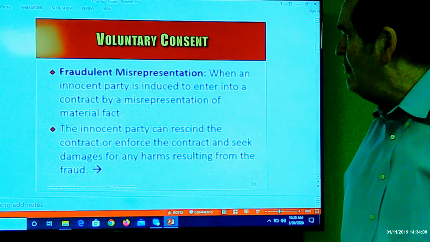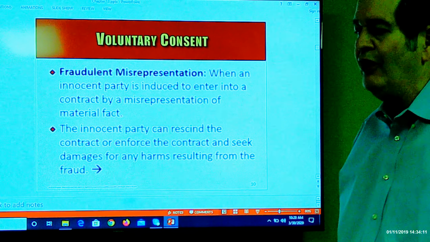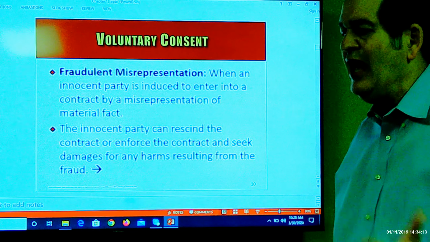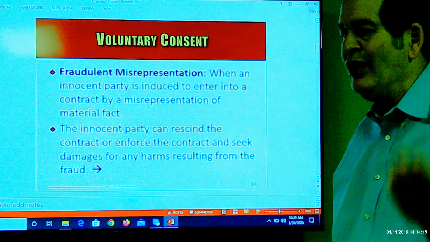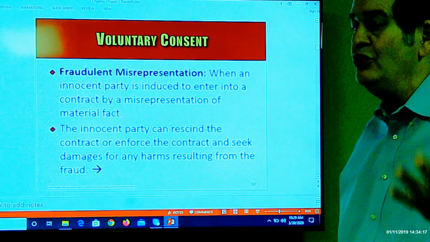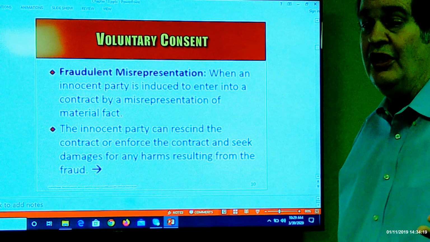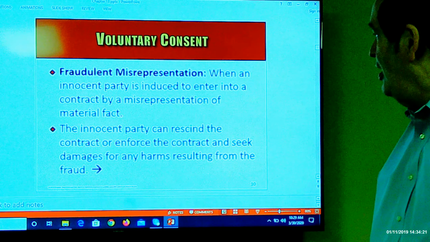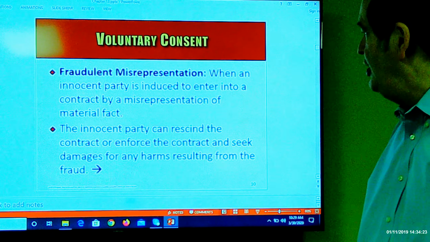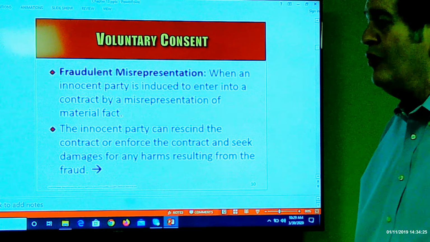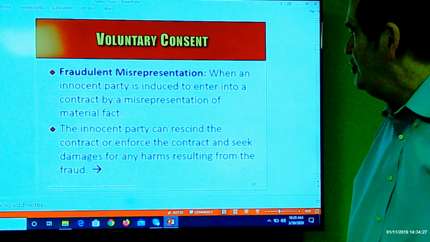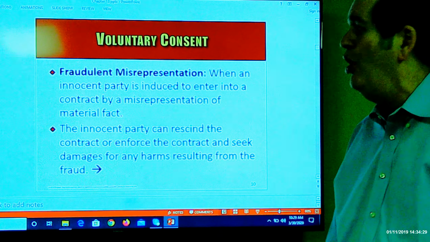So when we talk about a material fact, what we're talking about is something that would have negated the person entering into the contract had they known the true fact. In this case, the innocent party can rescind the contract or enforce the contract and seek damages for any harms resulting from the fraud.